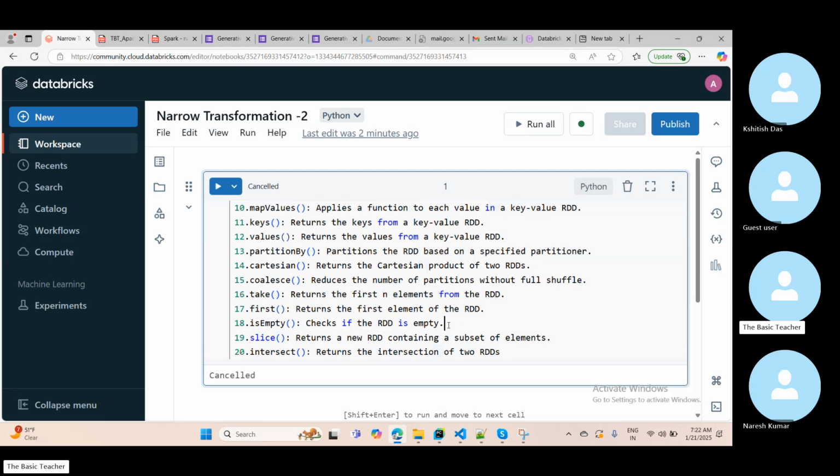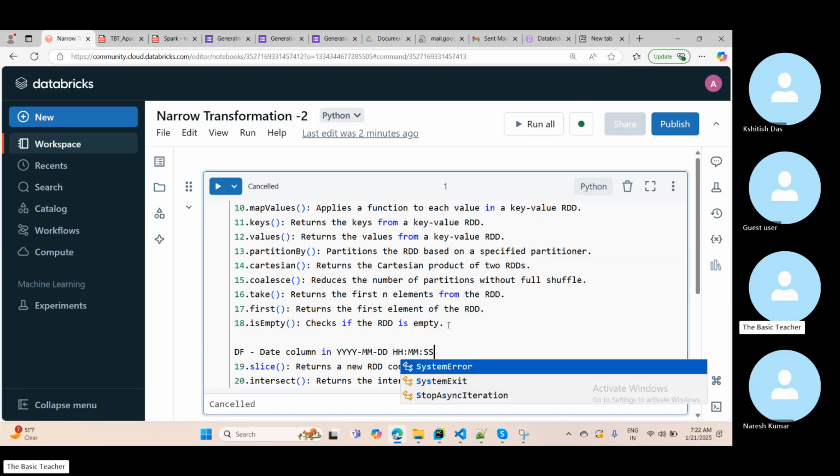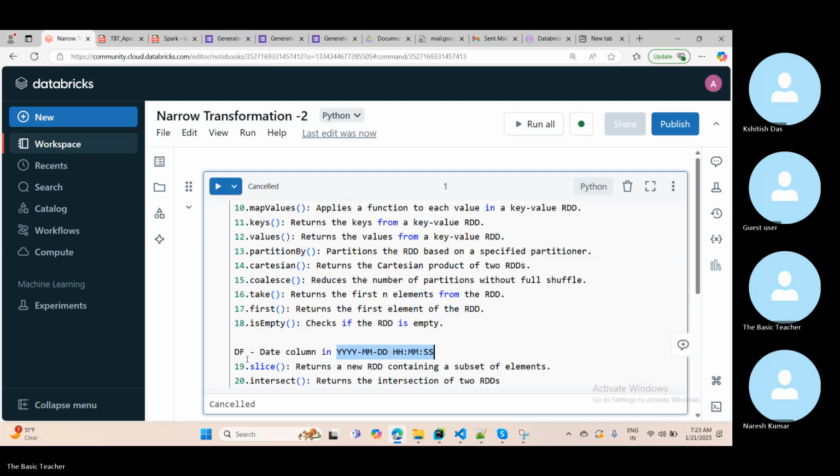Okay, let me give an example. Let's say you have a data frame, and the data frame has a date column in YYYY, MM, DD, then hour, minute, and second. This is the kind of value you are going to get in your date column. Now you want to manipulate a column that would be a load date, and in this you are going to extract only YYYYMMDD from this existing column. You do not want the hour, minute, second.